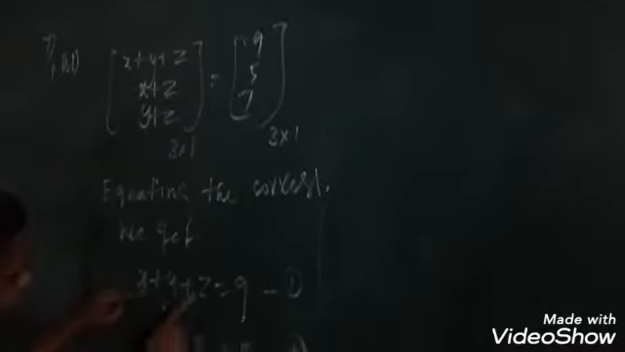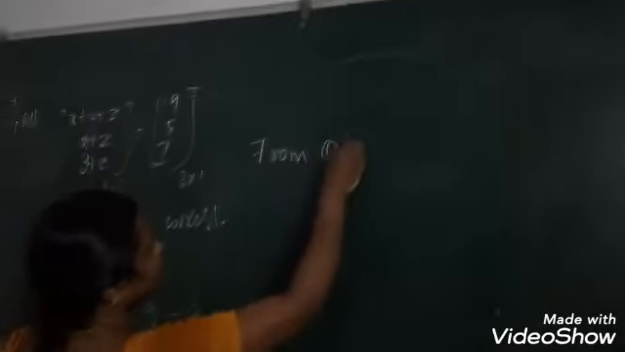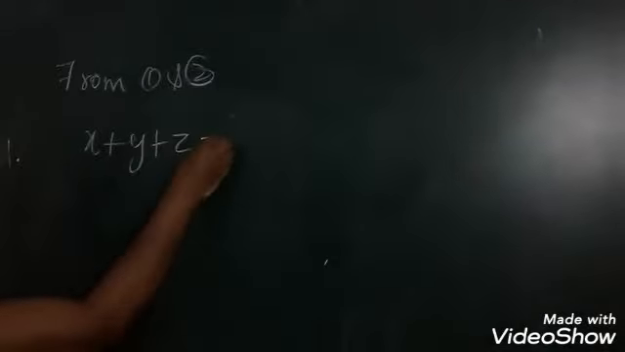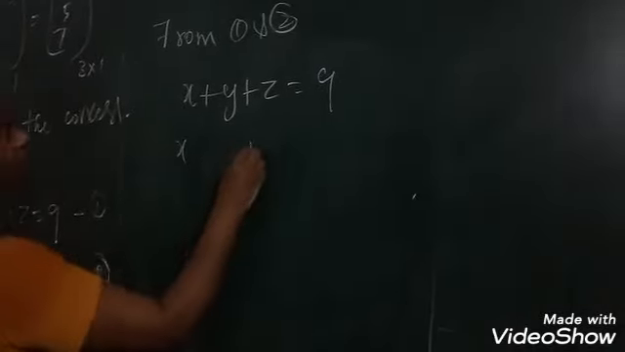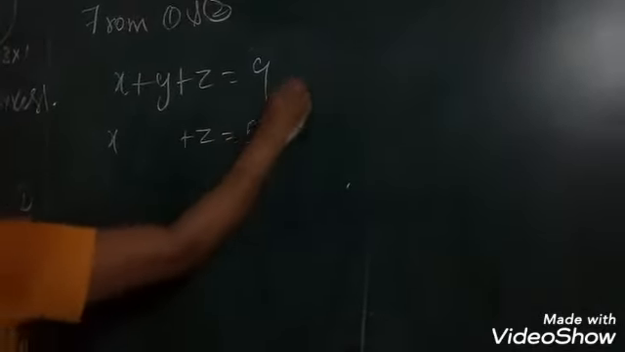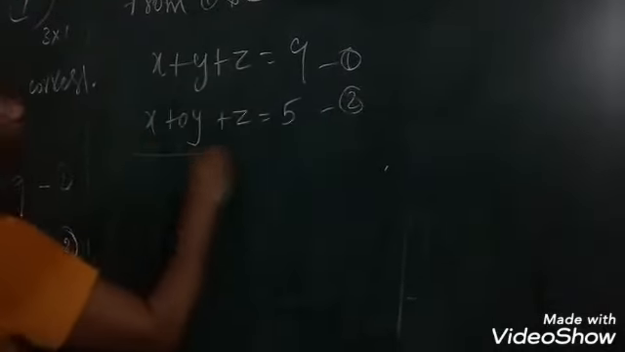Now I am taking the first and second, from 1 and 2. What are 1 and 2? X plus y plus z equal to 9 is the first equation. The second equation is x plus z is equal to 5. This is the first one, this is the second one. Y is not in the second, so I put 0.